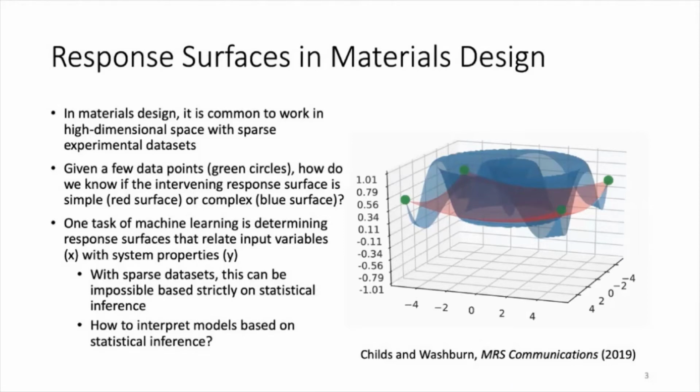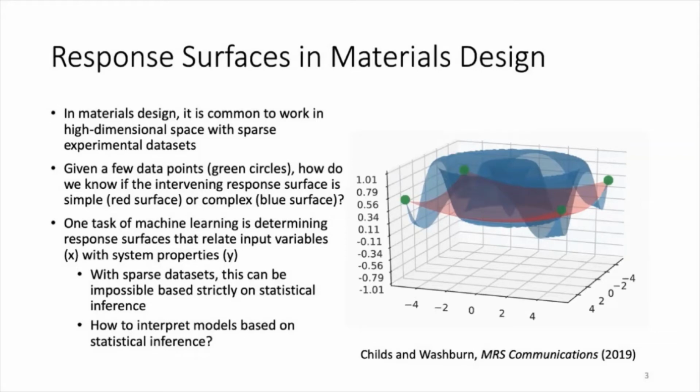And so the general problem in response surface methodologies is if you're given some data points, which in this plot are shown as green circles, we want to know what the space in between these points looks like. So in this example shown here, and this is taken from our recent paper in the special issue of MRS Communications, we show the 4 points linked by a fairly simple parabolic surface shown in red, or a much more complex hypersurface shown in blue. And the question is, if you only know these 4 points, how do you know what's in between?